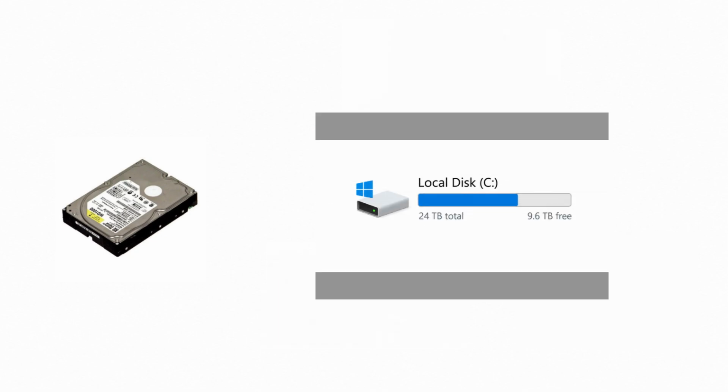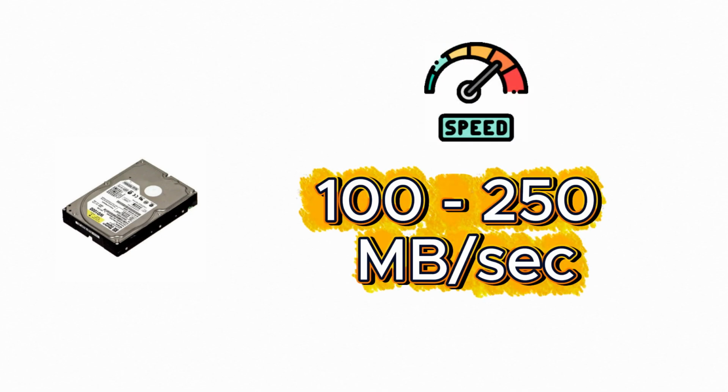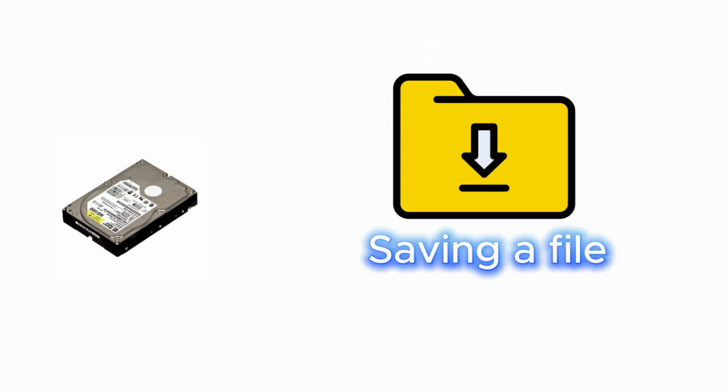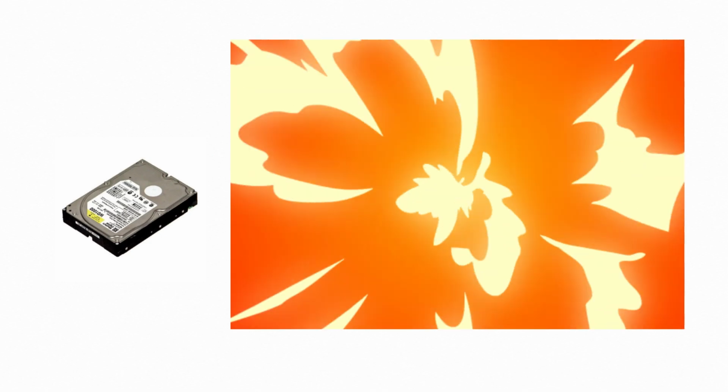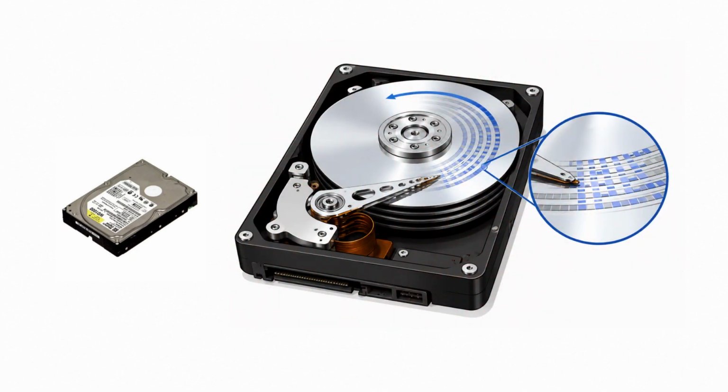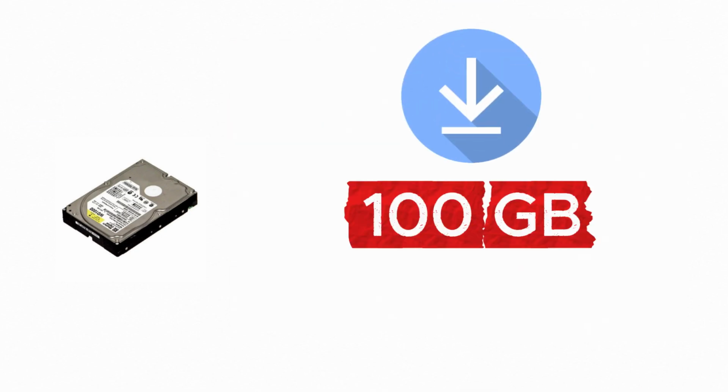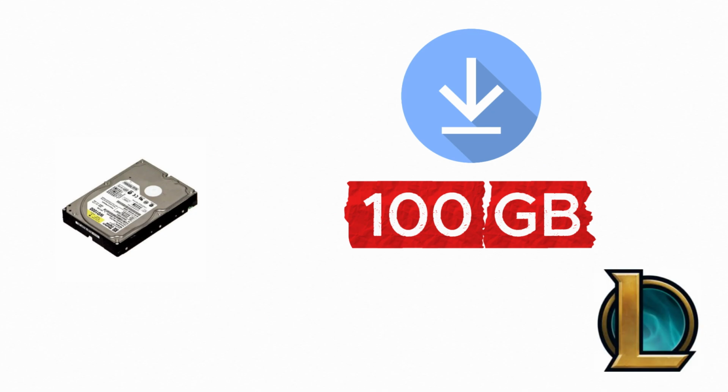Modern hard drives usually range from 1 terabyte to over 24 terabytes. Their speeds typically range from 100 to 250 megabytes per second. When you save a file, the HDD writes magnetic patterns onto the spinning platters. For example, if you download a 100 gigabyte game, the hard drive physically stores that information on its disks.